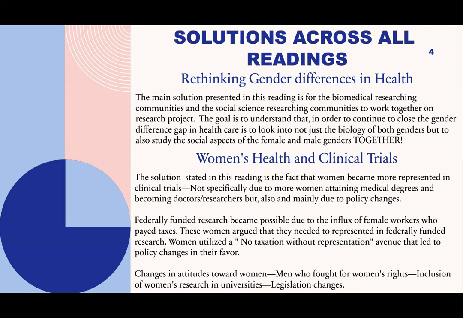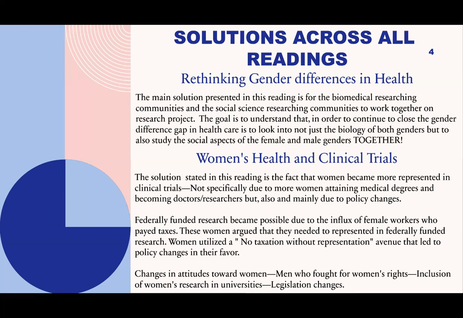Specifically, federally funded research became possible due to the influx of female workers, because more female workers means more female taxes being paid. And so these women argued that they would not stand for taxation without representation. They're like, hey, we have all these jobs. We are doing great in the economy.